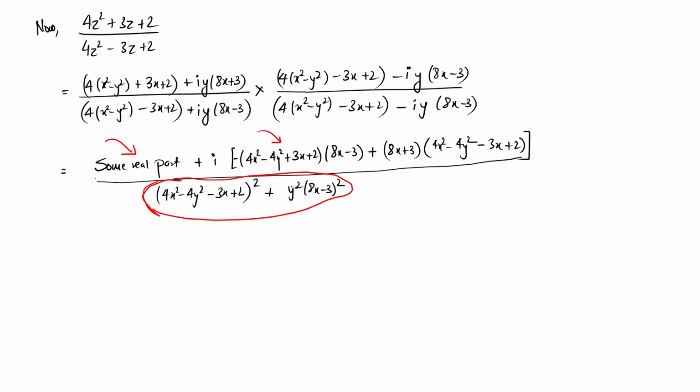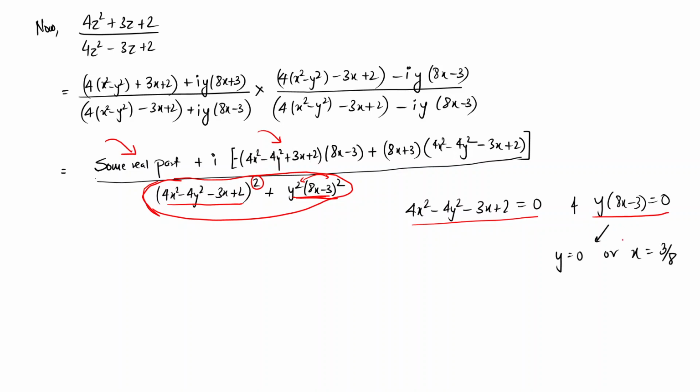So we'll do a quick check on the denominator. For the denominator to be 0, this is a sum of squares of two real numbers, right? This is a square here, and this is a whole square of 8x minus 3 into y. So this will be 0 only if this expression is 0, and this expression is also 0. So you solve the second one first. It gives you that y is equal to 0, or x can be 3 by 8, but y is not equal to 0 as stated in the problem.